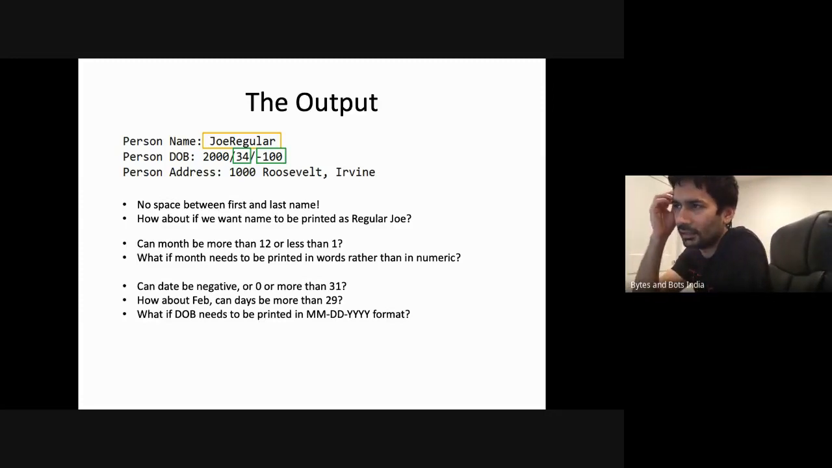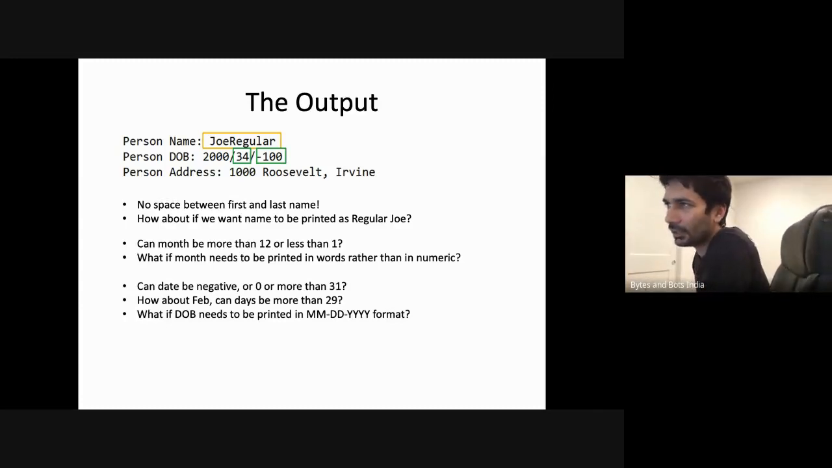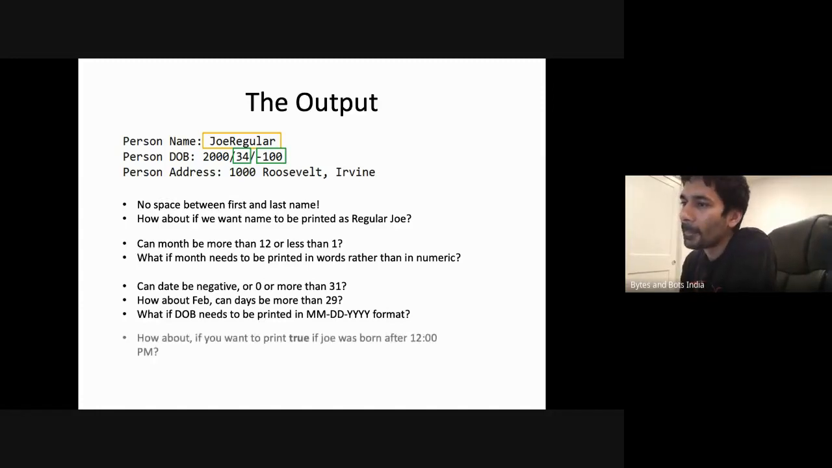Also with the month, what if you want to print month in words like January, February, or something like that rather than a number? So how would you do that? Just imagine writing that whole logic in your main program. It's too complex. How about if you want to print true if Joe was born after 12 p.m.? Now you know why I had hour of birth there. We want to find out when Joe was born. Was Joe born before noon or afternoon? It's very hard to do now.